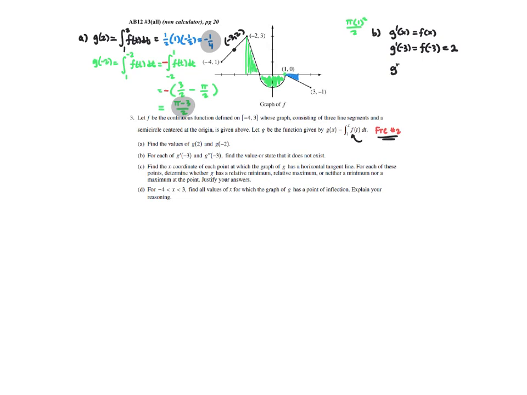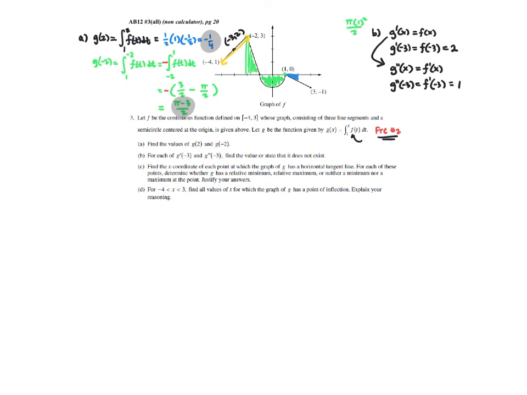How about g double prime? Well, if g prime of x is f of x, then g double prime of x would be f prime of x. Thus, g double prime at negative 3 is going to be the slope of f at negative 3. So if I look at the slope of this line, that would represent the slope of the tangent line of f at x equals negative 3, which I believe comes out to be 1. Okay, so there's A and B.